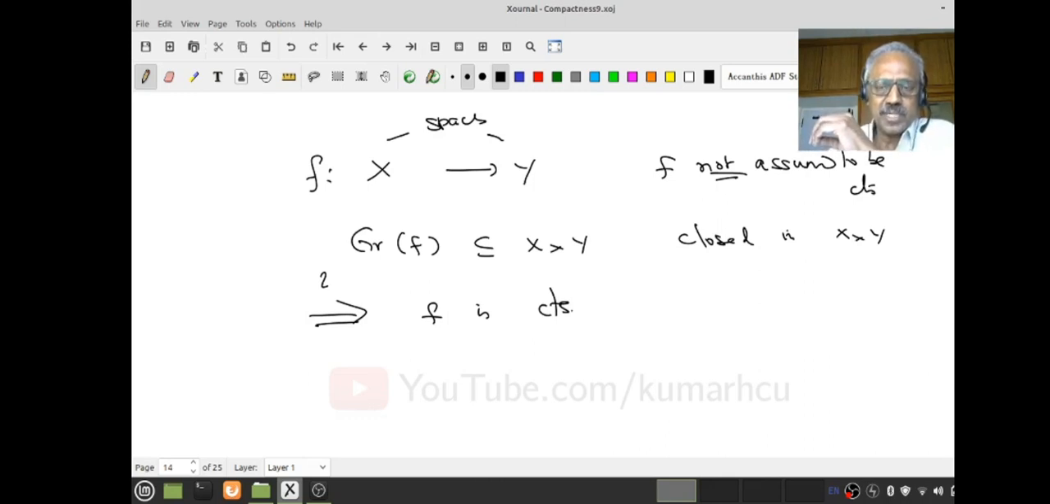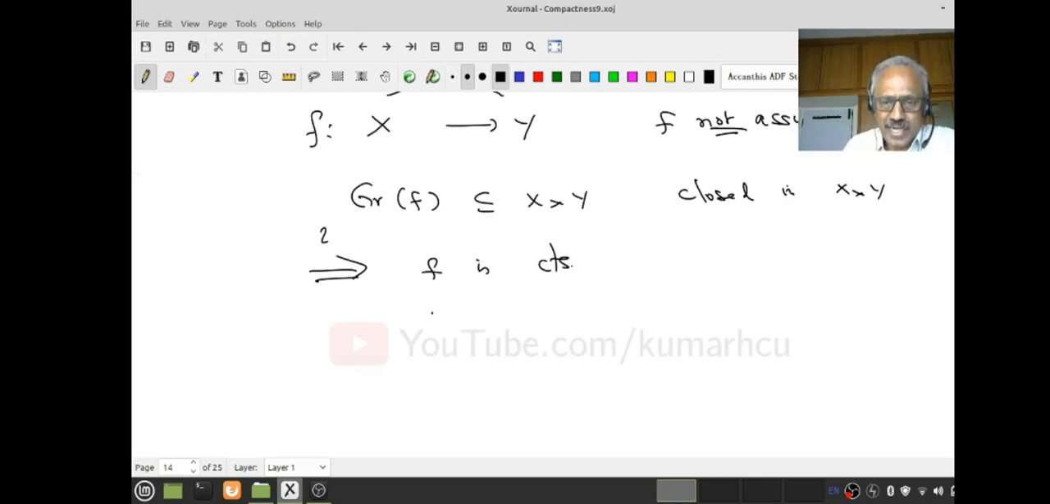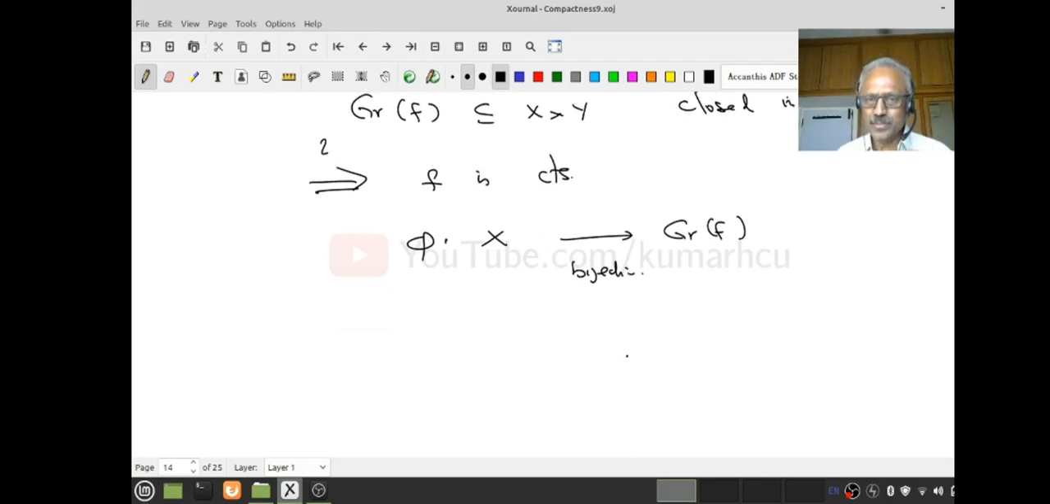Okay, as a preparation of the result only, I have done whatever I did earlier. Notice that I have a bijection on my map x to graph of f. This is a bijection, right? And we already learned something. What are the things we learned? A continuous bijection is a homeomorphism, provided the domain must be compact and the codomain must be Hausdorff. Do you understand that? So I want to make use of that result.